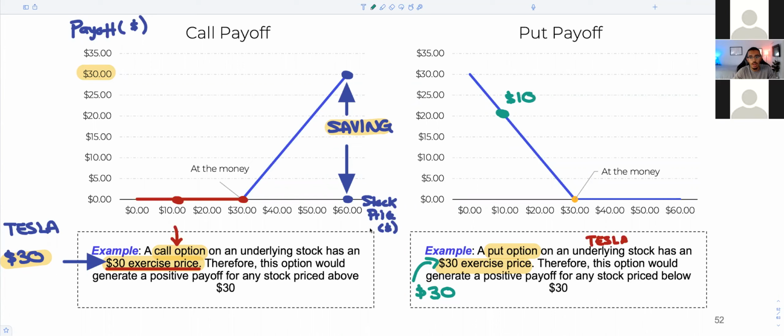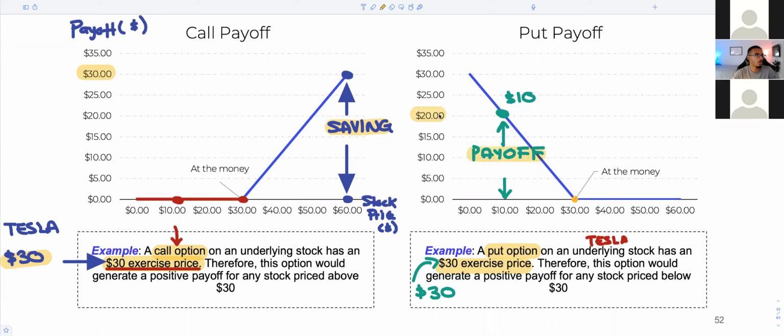Now, would you rather sell it at $30 or would you rather sell it at $10? Somebody tell me. You're going to rather sell it at $30 because you will make a really cool payoff. You're going to make an amazing payoff, some pretty solid payoff. Right? You're going to make a payoff of $20.